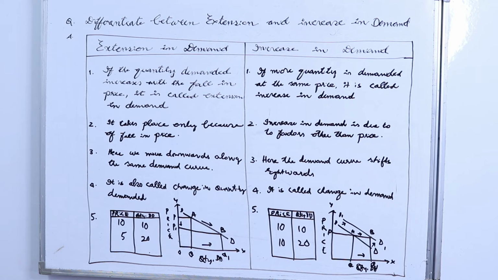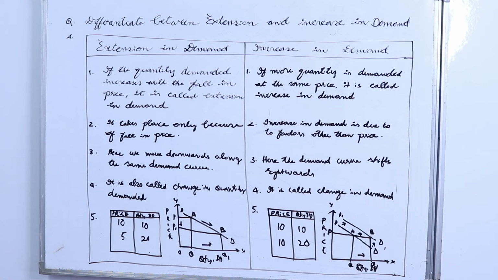In case of normal goods, fall in the prices of complementary goods, increase in the prices of substitute goods, favorable taste towards the commodity. And the third point you can see here, we move downwards along the same demand curve with the fall in price, the DD curve expands. Here the demand curve shifts rightwards or upwards. Here the quantity demanded changes, here the demand changes.